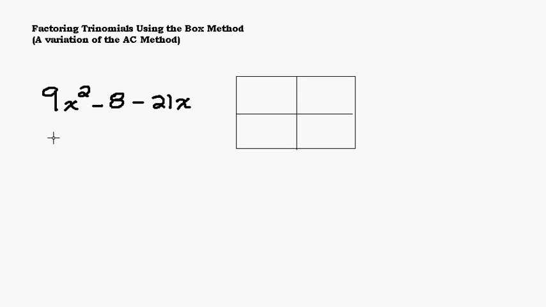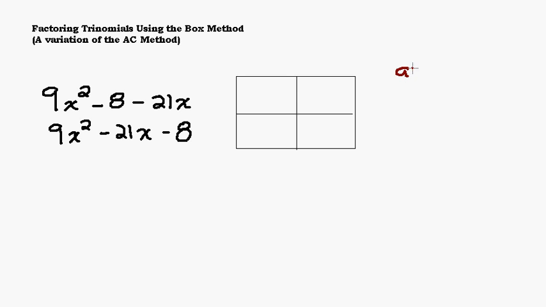So the first thing that you always want to do is write your trinomial in descending order of powers. So we need to write this as 9x squared minus 21x minus 8. And a lot of times they come in descending power already, but sometimes they don't. So like the AC method, we need the values of a and c.